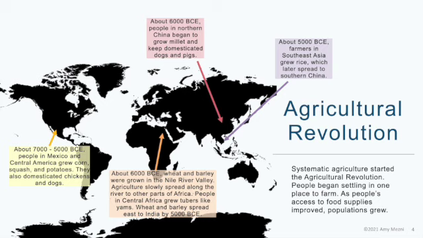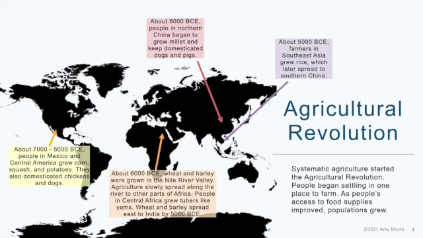So now we'll take a look here at what we've got. Hopefully you recognize the different continents here on the map. We'll start from the left. It says about 7,000 to 5,000 BCE, people in Mexico and Central America grew corn, squash, potatoes. They domesticated things like chickens and then dogs. Around 6,000 BCE, down at the bottom, wheat and barley were grown in the Nile River Valley.